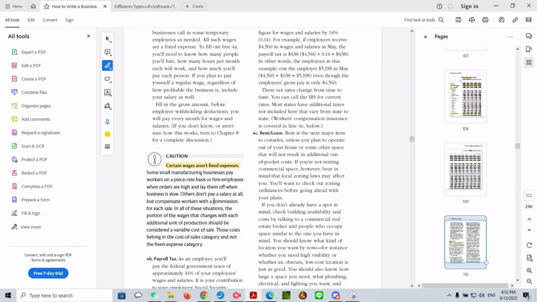Others don't pay a salary at all, but compensate workers with commission. So some work on commission. It's called commission sales. So you have to determine how you pay the person. Do you pay them on salary, or on commission, or in a combination of ways? You want to make that clear up front. Is it salary or is it commission? Those are two different ways of paying. Now your commission is going to be a fixed expense because it's always going to be that amount. If it's salary, it will depend.